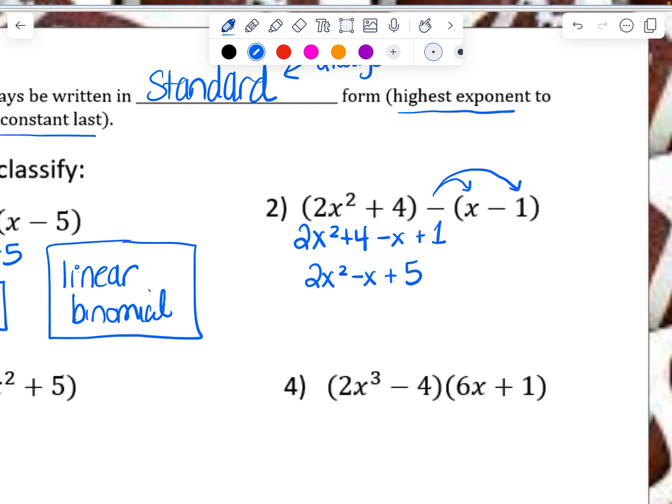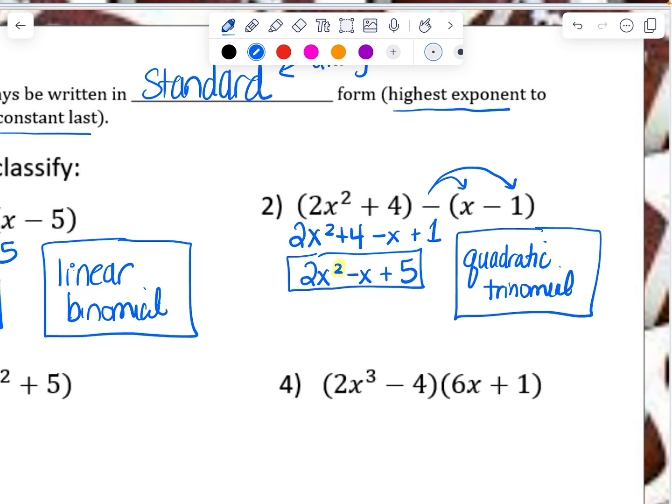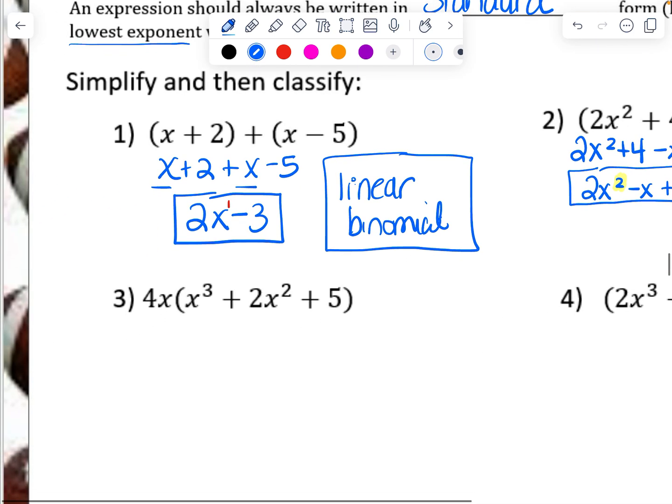So I want to make sure that it's in order from greatest degree to a constant, and then I can classify it. So this one has a degree of 2. If I have a degree of 2, it's always a quadratic. So this is a quadratic, and then it has 3 terms, trinomial. So quadratic trinomial.